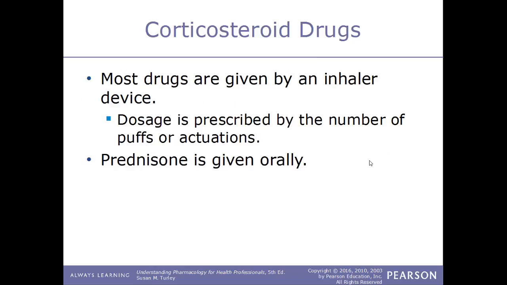Now, most drugs that fall in this category of corticosteroids are given by an inhaler device, and the dosages are prescribed by the number of puffs or actuations from the device. An example of a corticosteroid drug that's given orally is prednisone.